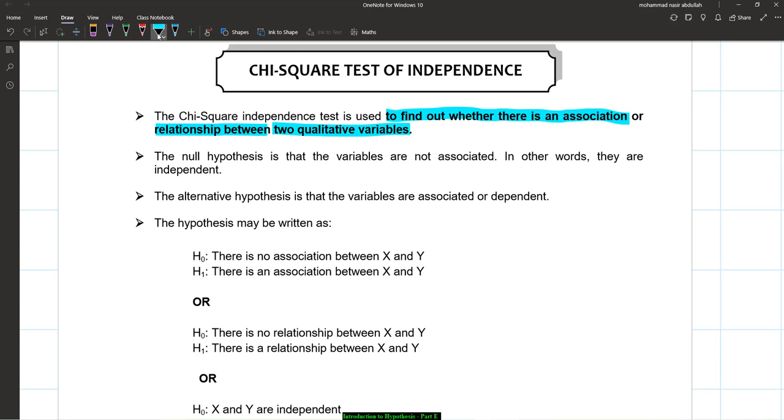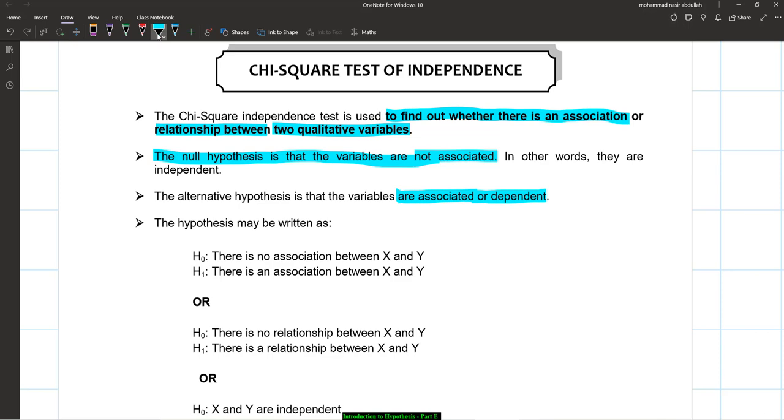The null hypothesis is that the variables are not associated. This is the statement for the null hypothesis: always not associated. In other words, they are independent. So when we accept the null hypothesis, it means that the two variables are independent. The alternative hypothesis is that the variables are associated or dependent. So if we accept the alternative hypothesis, it means that there is an association between these two qualitative variables, or these two variables are dependent.